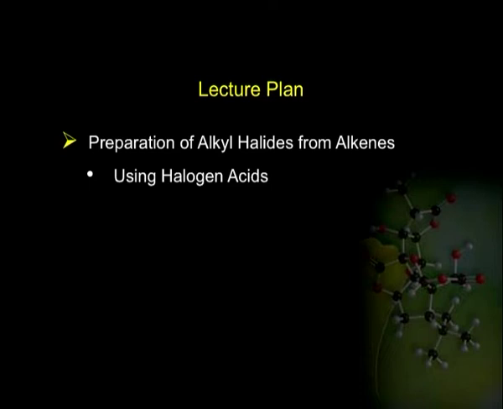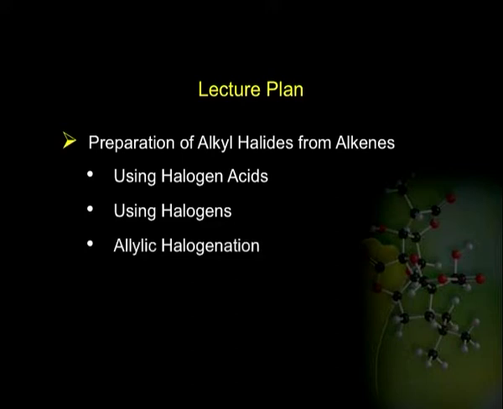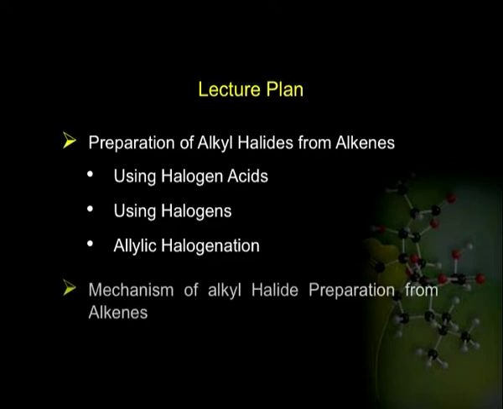So, from alkenes we can use halogen acids, also the halogens to prepare alkyl halides, and there is another method, we call it allylic halogenation, which is again pertaining to the use of alkenes. The mechanism of alkyl halide preparation from alkenes will also be dealt along with the methods which are listed here, and then of course we would sum up this particular episode. Let us start with the preparation of alkyl halides from alkenes using halogens or the halogen acids.